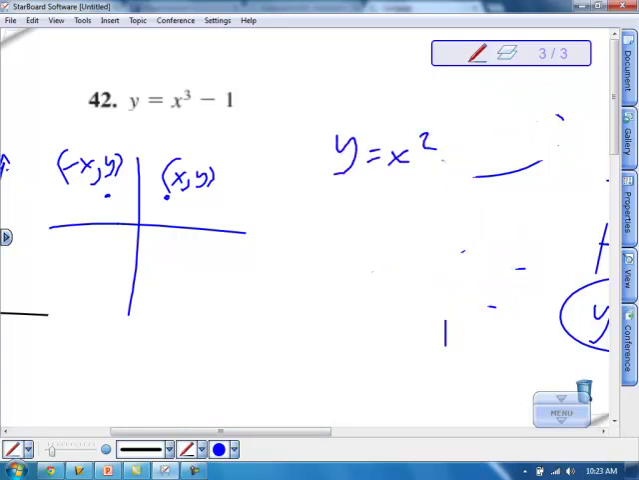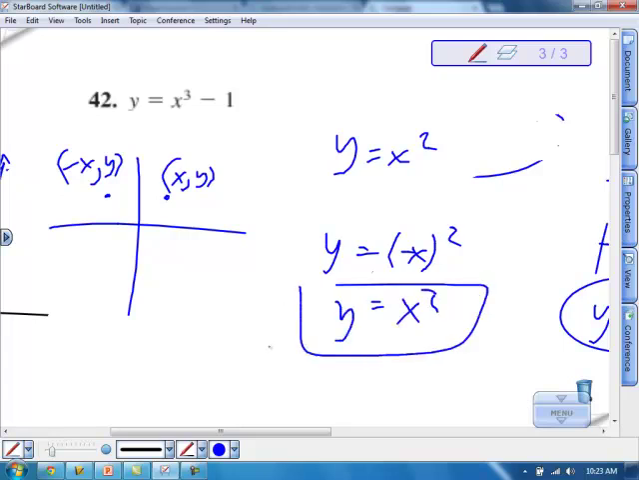y equals x squared is a parabola, right? So I know this should work. Well, let's try it. I should be able to stick in negative x in for x, and I should get out the same function. Let's try it. When you square the negative sign, it goes away, and you get back the same function. Therefore, the test would be to stick in negative x in for x and see if you get the same function.